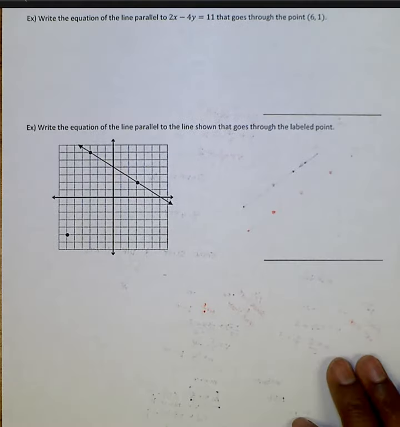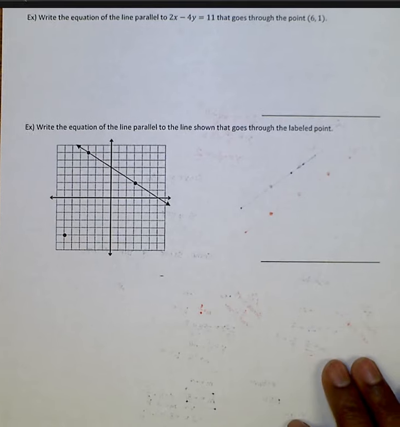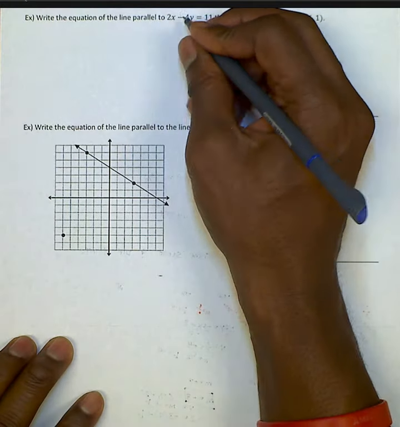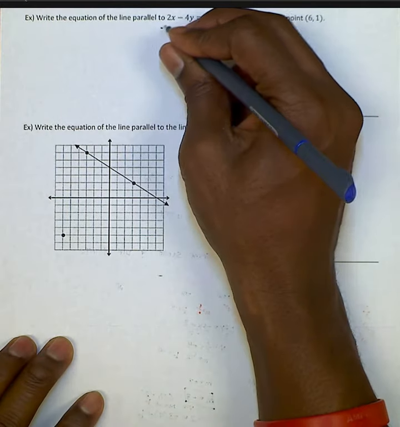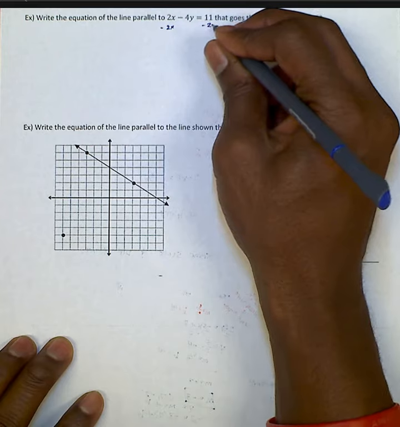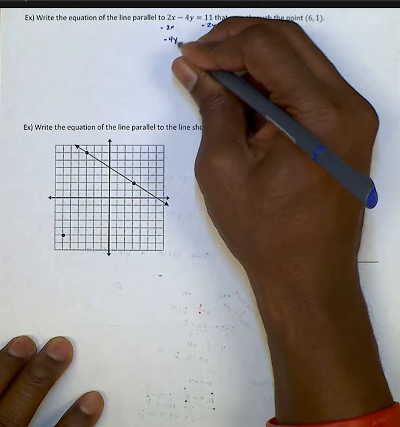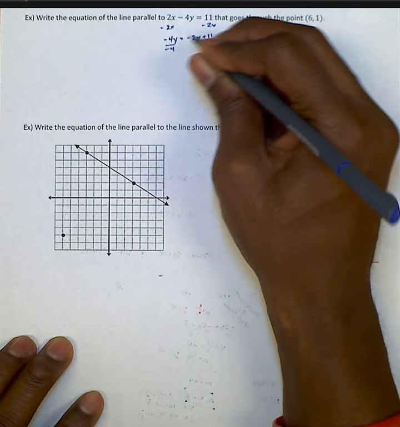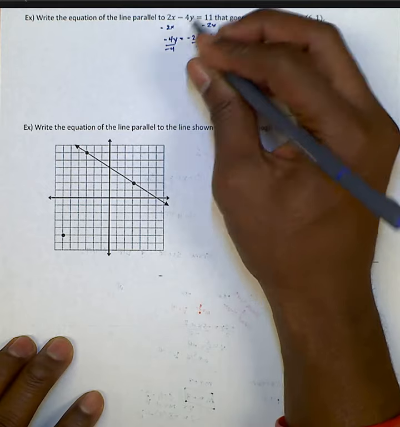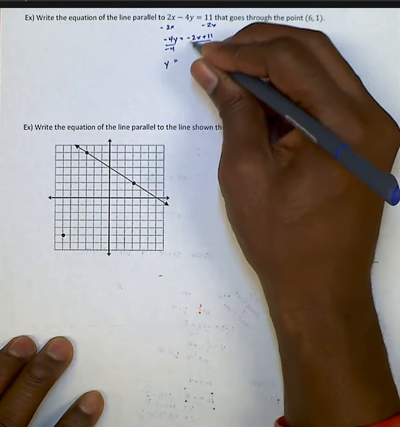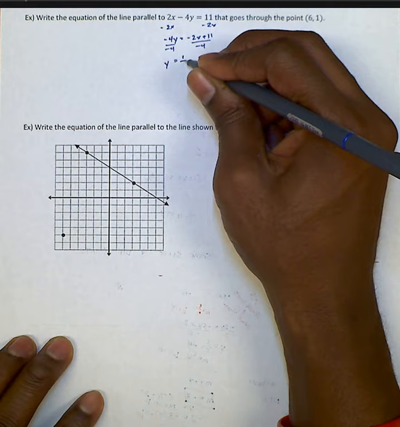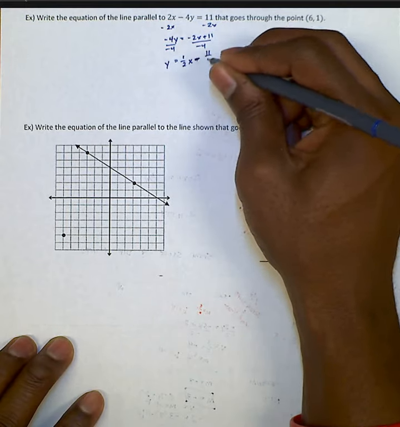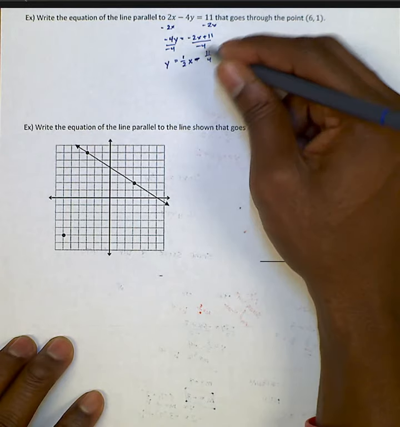Okay, the last problem, they gave us the slope pretty simply because it was in slope-intercept form. Here we need to put it in slope-intercept form before we find it. So I'm going to solve for y, subtract 2x from both sides. So negative 4y equals negative 2x plus 11, and then divide by negative 4. And so y will equal negative 2 divided by negative 4 is positive 1/2 x minus 11/4.